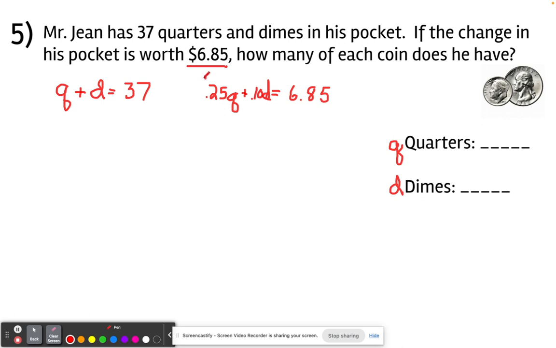I don't know. I'm going to go with multiplying this one by negative 4 for no reason other than it feels not too hard to me right now. 4s aren't too big a number to multiply by. Multiplying by negative 10 wouldn't be bad either, but I know it's going to leave me with a weird decimal over here. So negative 4 times 0.25 will leave me with a negative 1q. Negative 4 times 0.1d will give me a negative 0.4d.